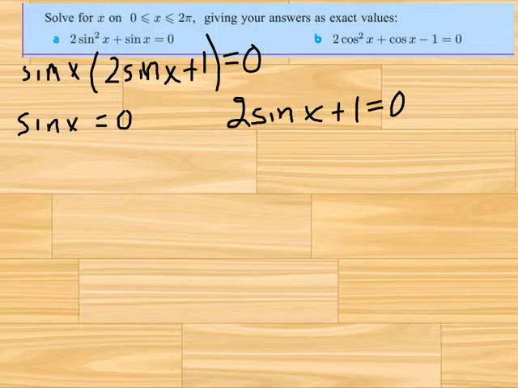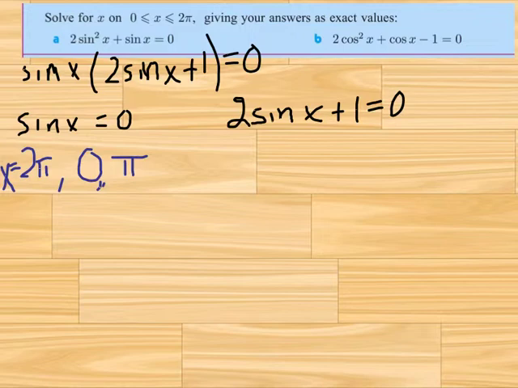Sine x equals 0. Well, where does sine of x equal 0? Think about the unit circle. It equals 0 at 2 pi, and it equals 0 at 0, and it equals 0 at pi. At those three values. And it's only those three values. We don't need to worry about adding on 2 pi k to this, because those are the only three values between 0 and 2 pi where the sine of x is equal to 0.